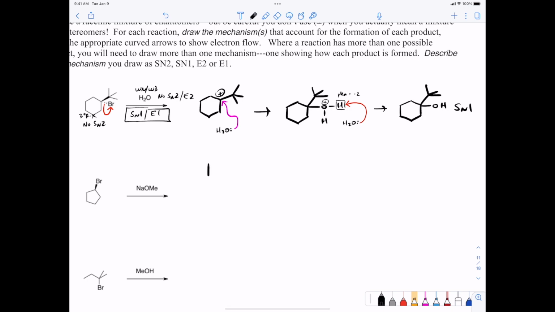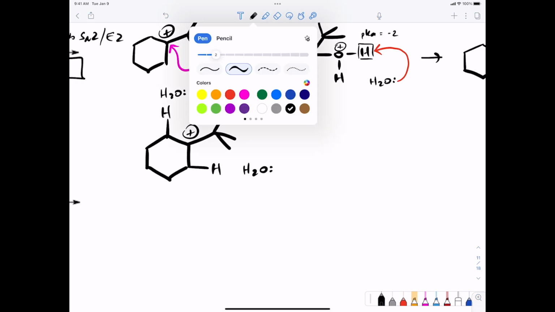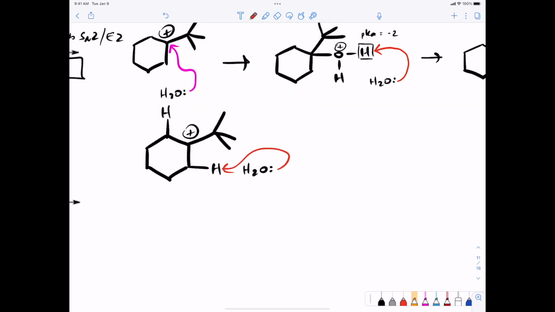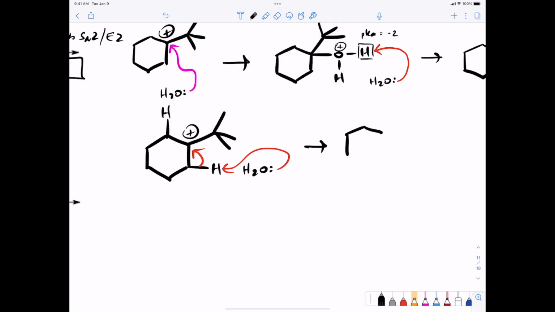Okay, so for the elimination product, we're looking for protons that are beta to the positive charge and can line up with it. I have two identical protons that are beta to the positive charge. So actually I can just show one of the two doing the elimination reaction to give me the elimination product.